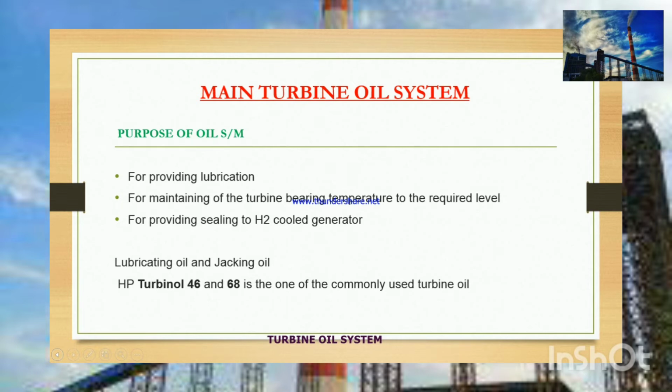The main purposes of this turbine oil system are for providing lubrication and for providing jacking. Jacking means the rotor is lifted to a small height in order to reduce the frictional forces and for bearing gear. The commonly used oils in turbine system are Turbinol 46 and 68.